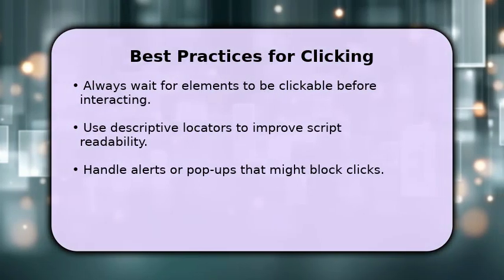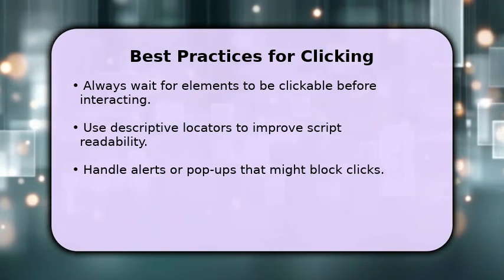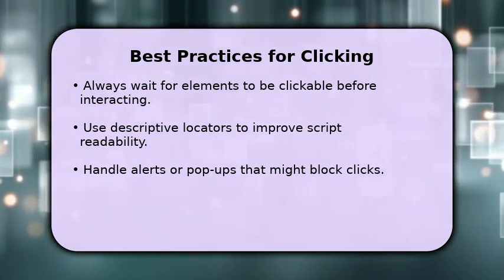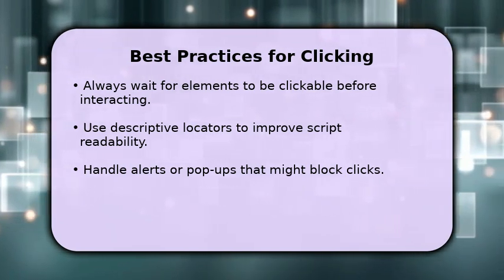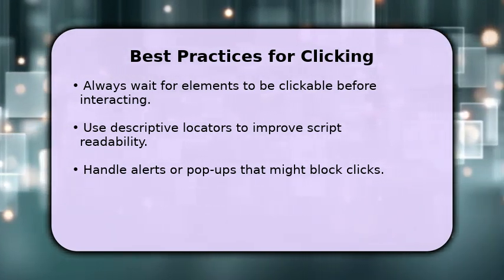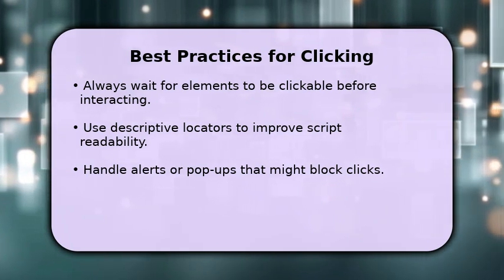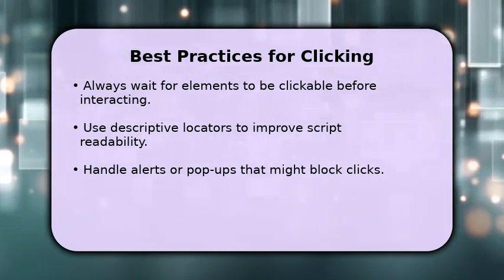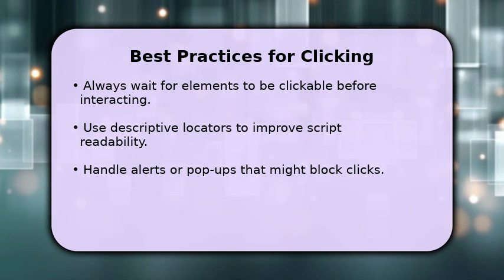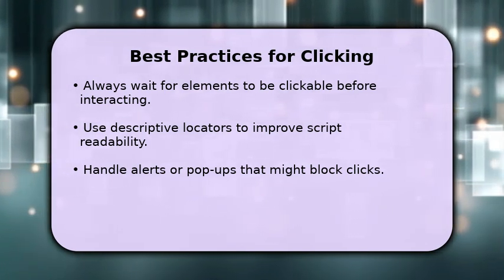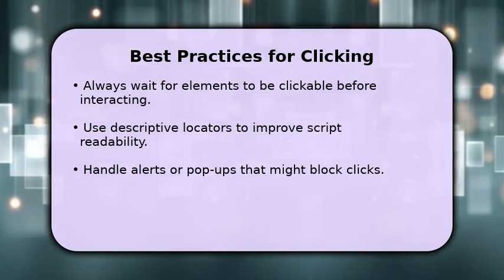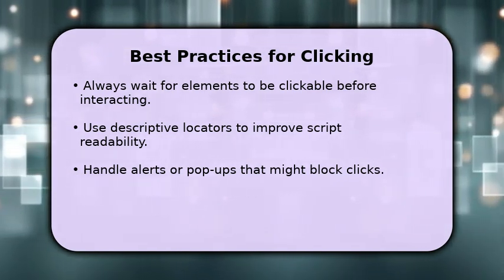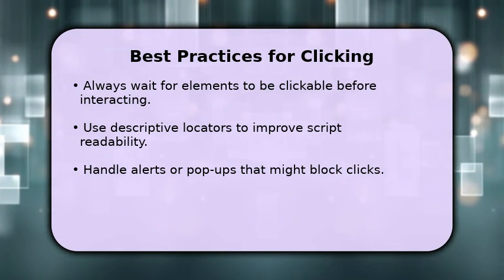For reliable button clicking, always implement best practices. Explicitly waiting for an element to be clickable, rather than just present, is crucial. Use clear and descriptive locators to make your code more maintainable and understandable for anyone reading it. Be prepared to handle any unexpected alerts or pop-ups that might appear and obstruct your click. When troubleshooting, taking screenshots at various stages can provide invaluable insights into the page state.